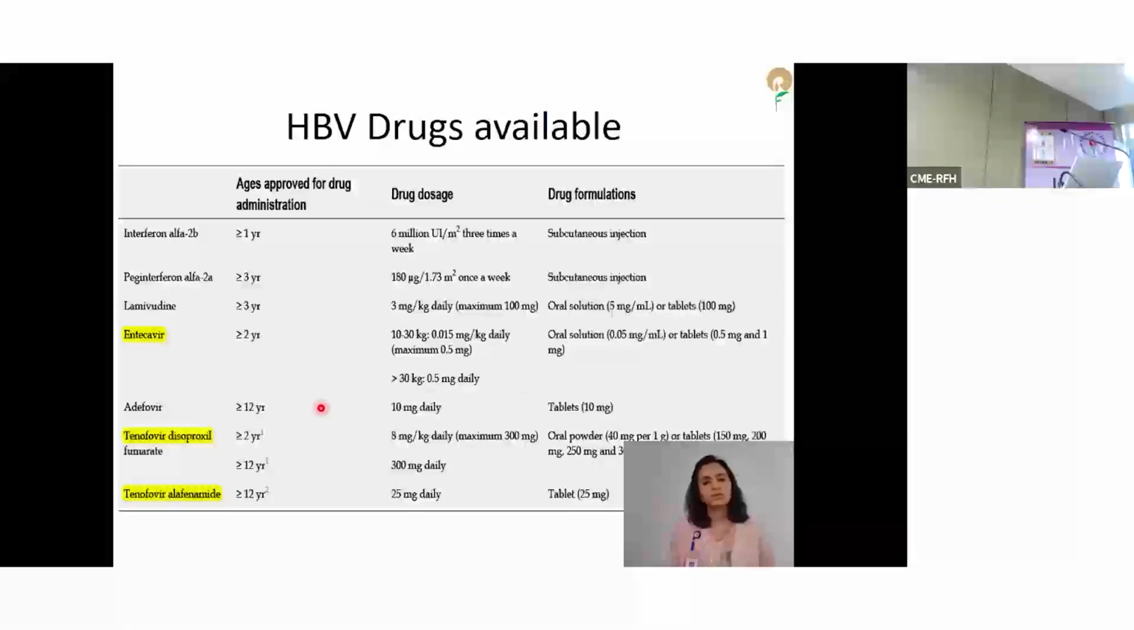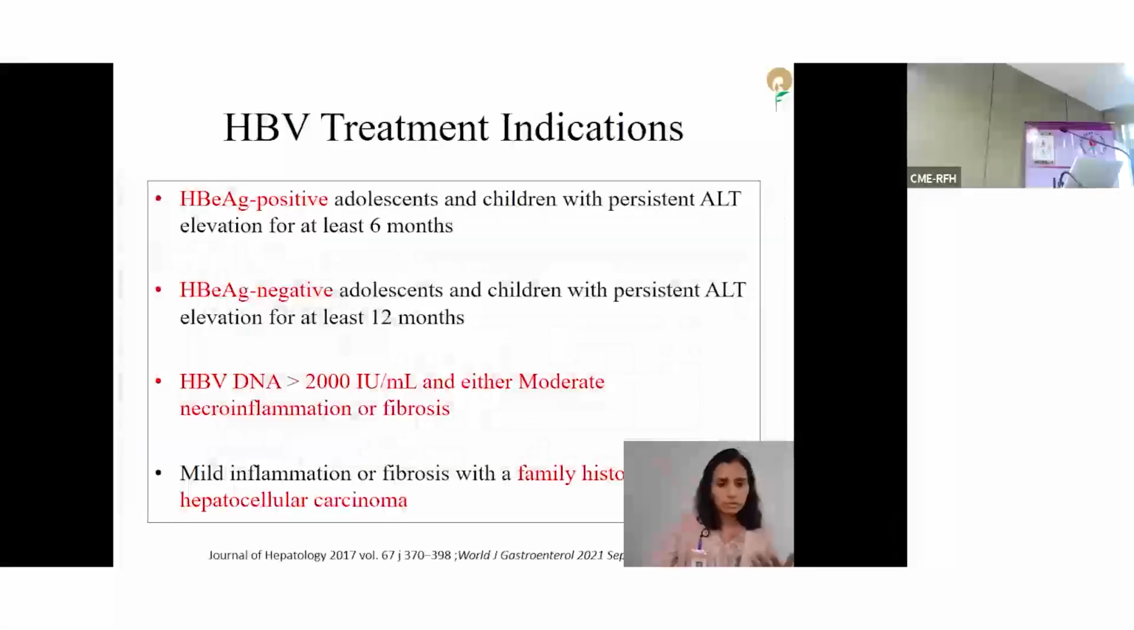So these are the drugs available to us in routine use: entecavir, which is available after 2 years, tenofovir disoproxil, also after 2 years, and tenofovir alafenamide, which is after 12 years. Apart from these, we have lamivudine, which we can give to children more than 3 years of age. But more important is when to give, how long to give, do we need to give, and do I need to look at any other determinants to decide?